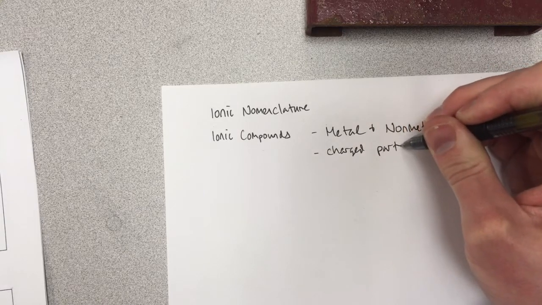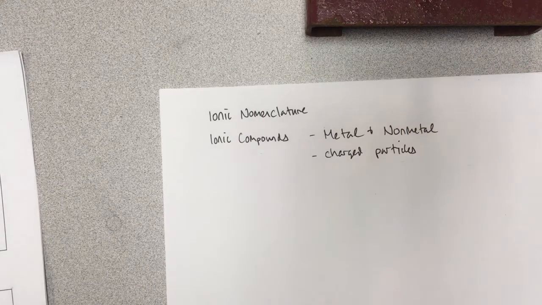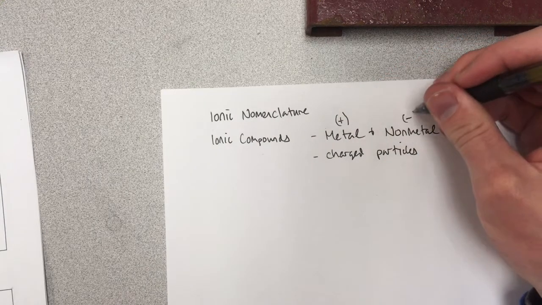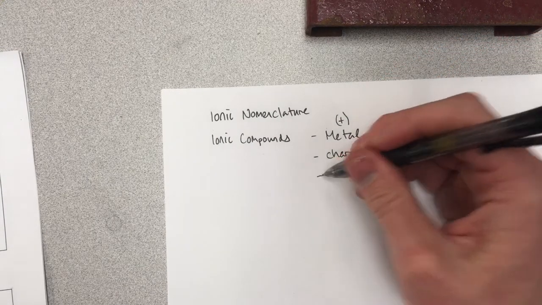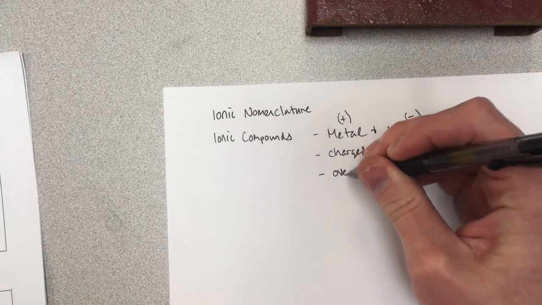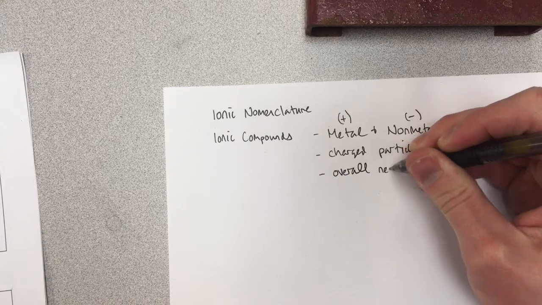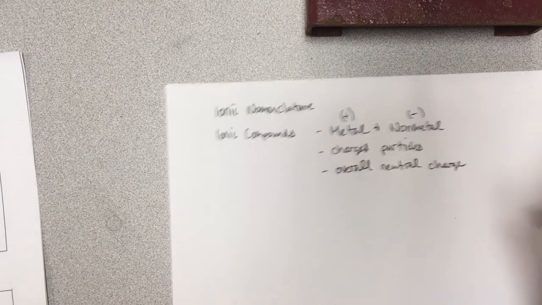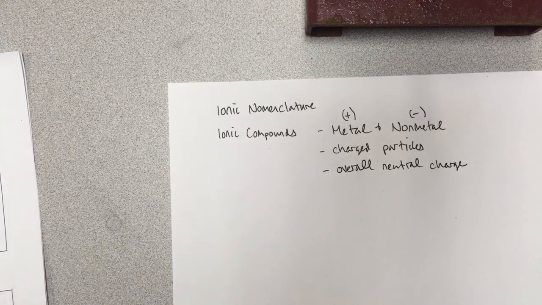And as we've seen in class, those charged particles, the metals, are always going to be the positively charged, and the nonmetals are going to be negatively charged. Overall, we always want to keep in mind that ionic compounds are going to have an overall neutral charge, even though they're made up of the metals that are positive and the nonmetals that are negative. They're going to combine in ratios so that the compounds balance out.